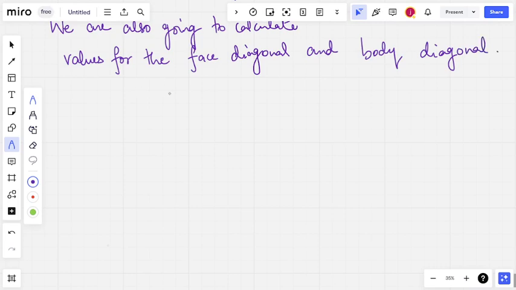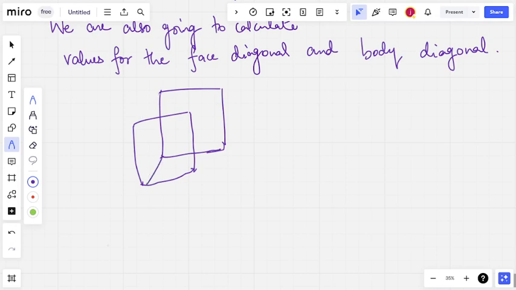We now have to see what the value of the face diagonal is. It is very simple. Most of you are from the maths background and for those not having the maths background, still it's very simple. There is no rocket science in calculating the values of the face diagonal and that of the body diagonal.